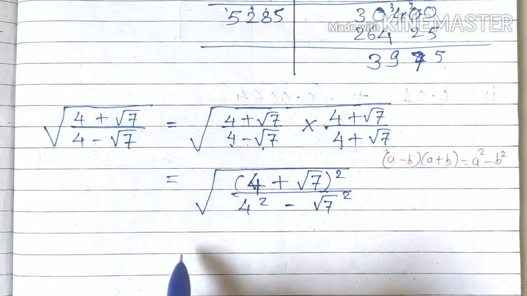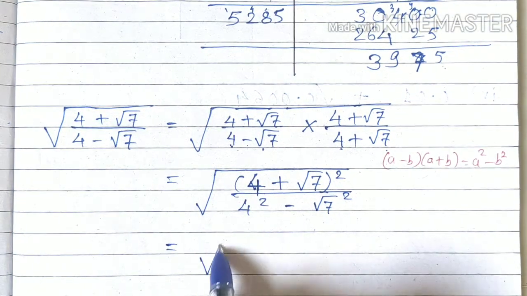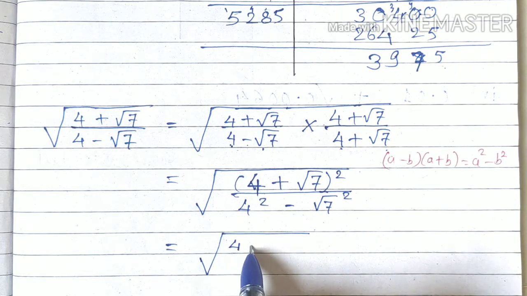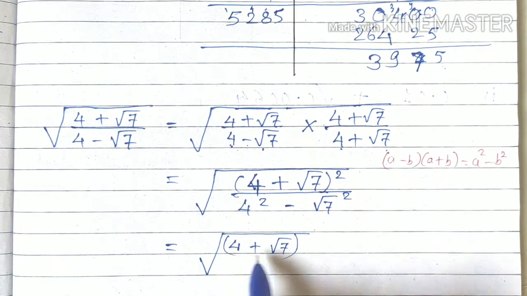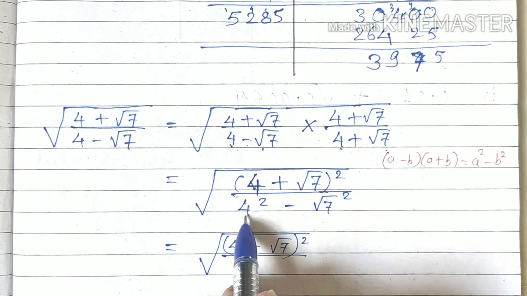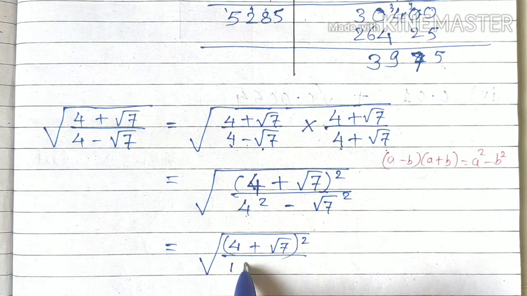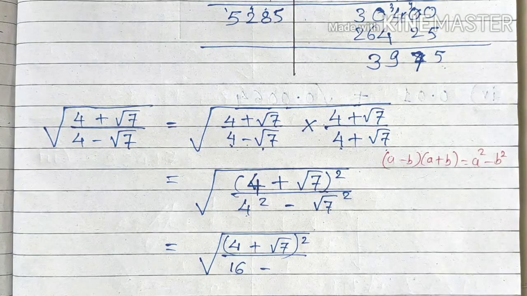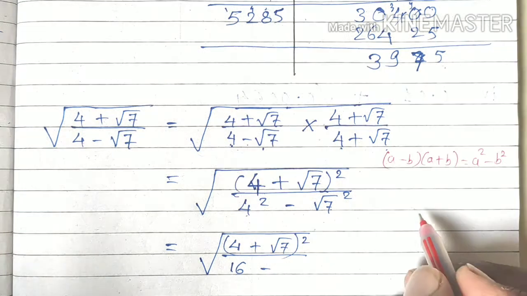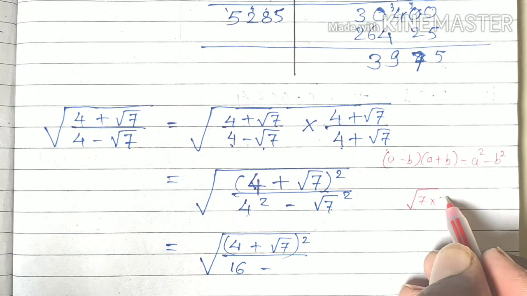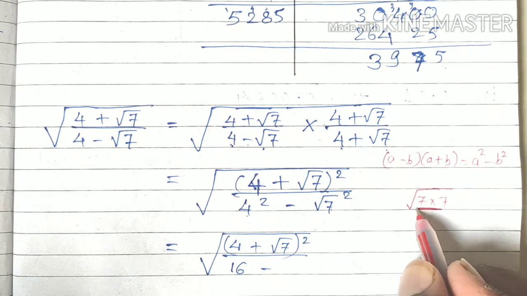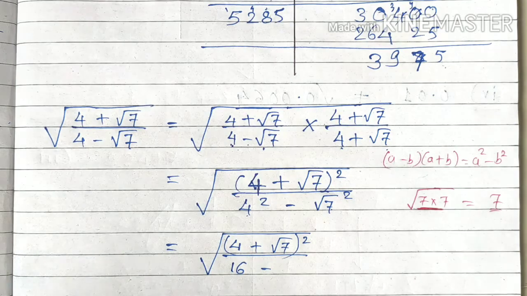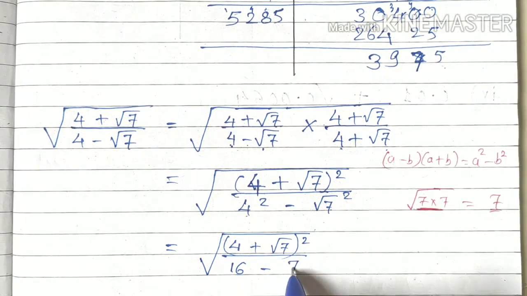Okay, now see what will happen here. Under the root, (4 plus root 7) whole square upon, what is the square of 4? 16. And what is the square of root 7? Can we write it this way? Square root of 7 means root of 7 into 7. One pair of 7 is there, which means 7 will come out from the root sign. So the value becomes 7.